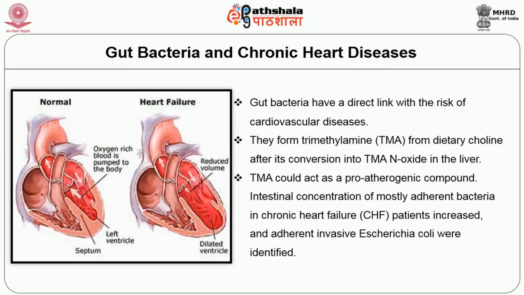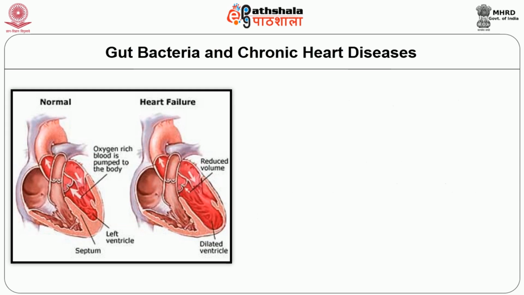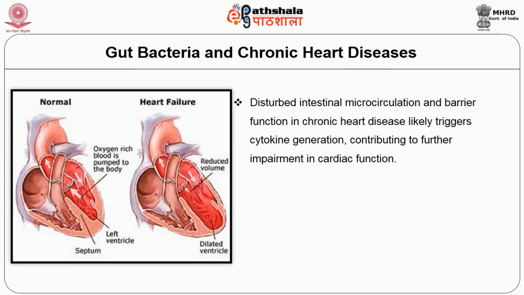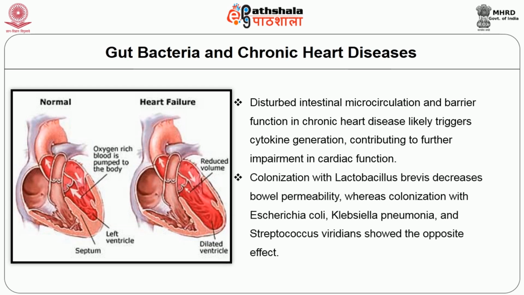Intestinal concentration of mostly adherent bacteria in chronic heart failure patients increased, and adherent invasive Escherichia coli were identified. Disturbed intestinal microcirculation and barrier function in chronic heart disease likely triggers cytokine generation, contributing to further impairment in cardiac function. Colonization with Lactobacillus brevis decreases bowel permeability, whereas colonization with Escherichia coli, Klebsiella pneumoniae and Streptococcus viridans showed the opposite effect.